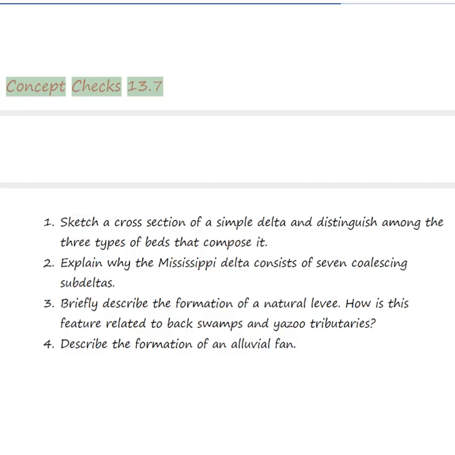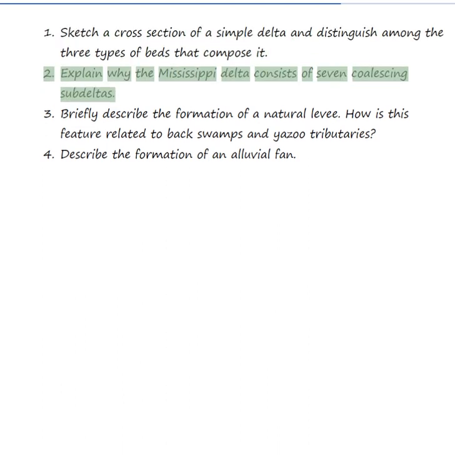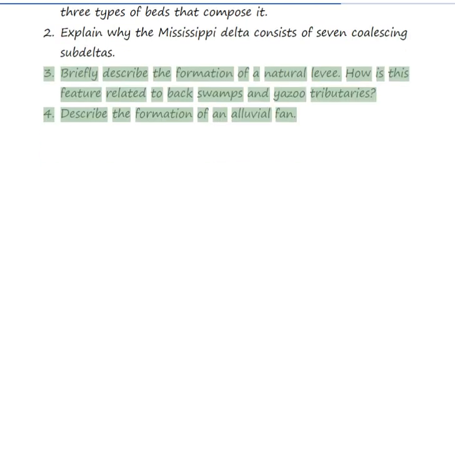Concept checks 13.7. 1. Sketch a cross-section of a simple delta and distinguish among the 3 types of beds that compose it. 2. Explain why the Mississippi Delta consists of 7 coalescing subdeltas. 3. Briefly describe the formation of a natural levee. How is this feature related to backswamps and Yazoo tributaries? 4. Describe the formation of an alluvial fan.